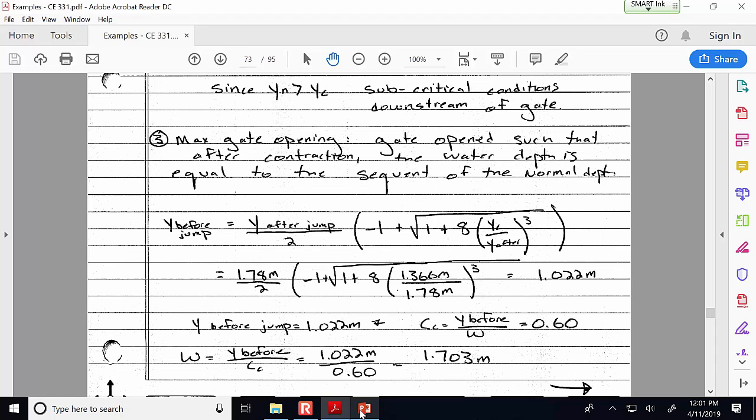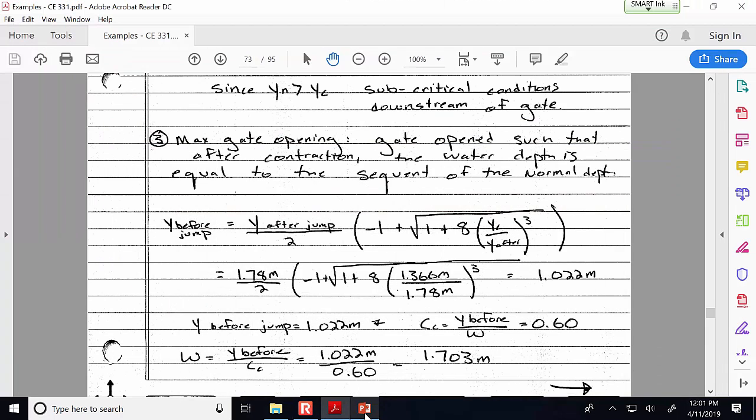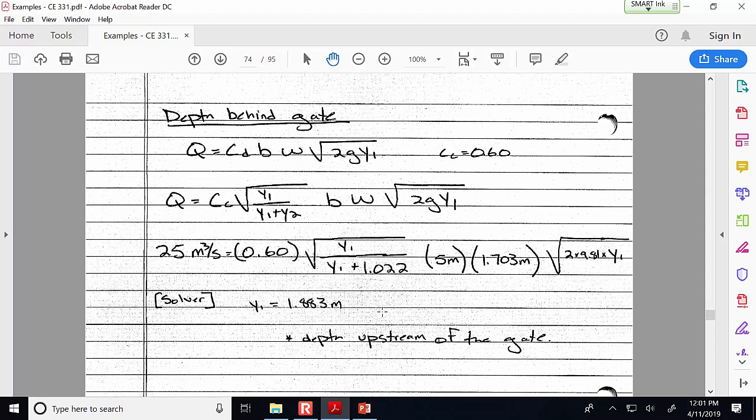All right, the last thing that it's asking is what's the depth behind the gate? If the gate is open W, then the depth behind the gate, we know the flow rate because that was given when we were calculating the normal depth. We were given the flow rate was 25 cubic meters per second, and we can calculate the coefficient of discharge because we know the C sub C, and we know the downstream depth Y2, but we don't know Y1.